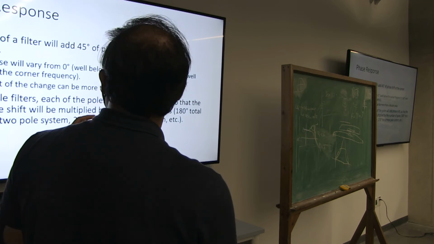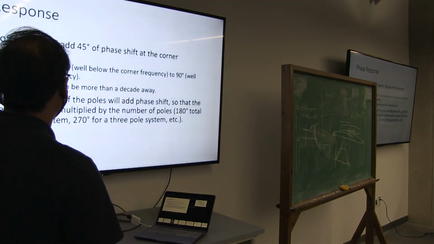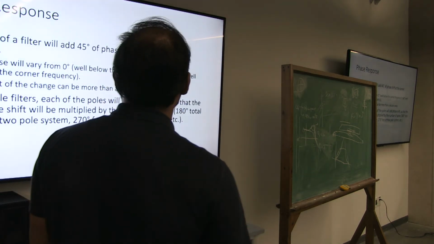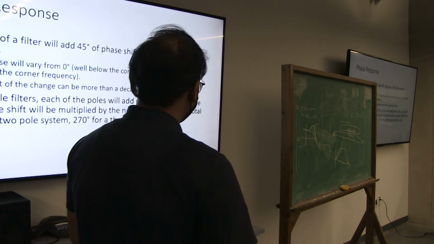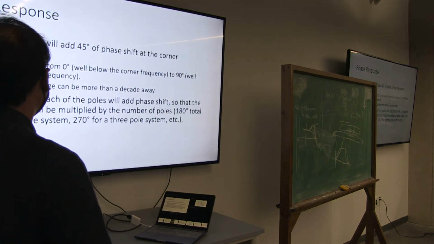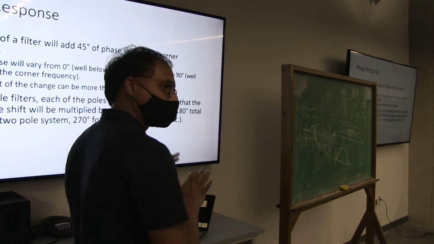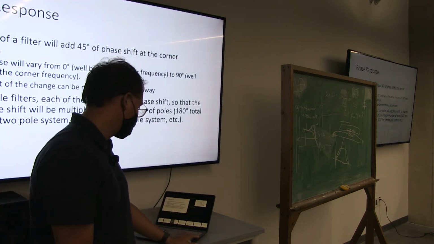Okay, I think I've told this in the beginning. Each pole of a filter will add 45 degrees of phase shift at the corner frequency. I will skip this slide because we have covered this.